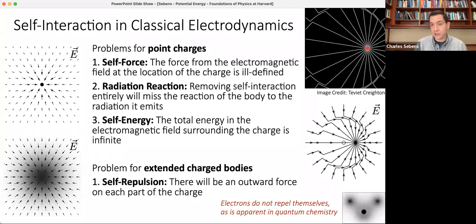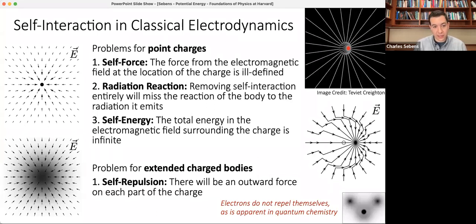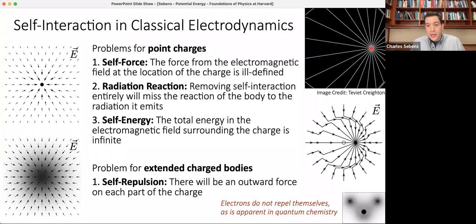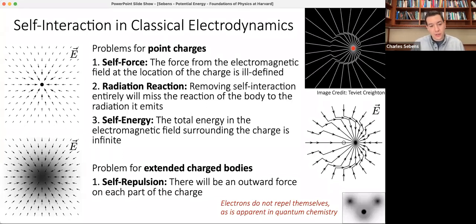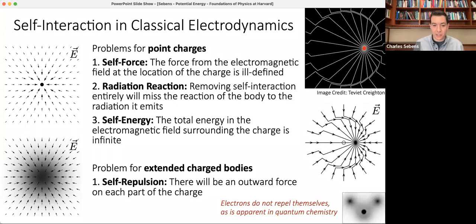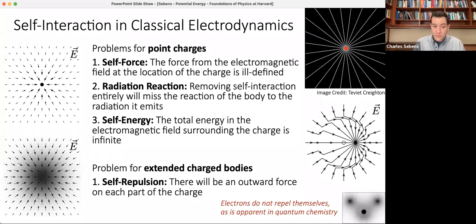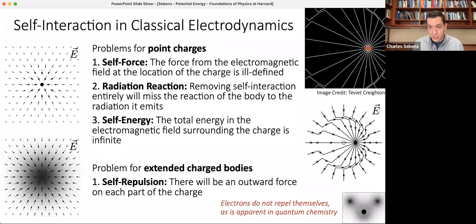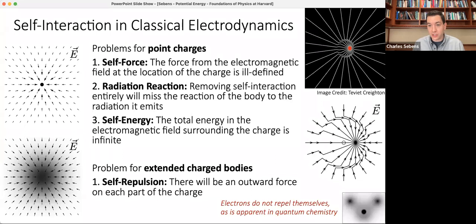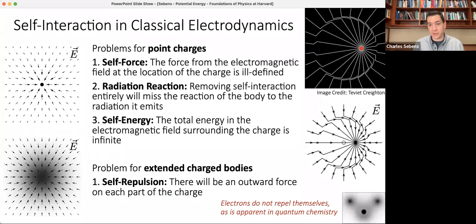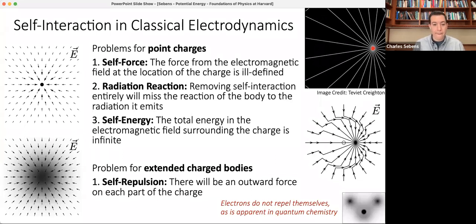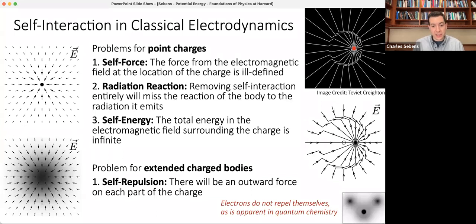The electromagnetic field never gets infinite in strength for a spread out charge, as shown with this charged cloud on the left. You do have a problem of self-interaction for extended charge bodies, which is self-repulsion. If you model the electron as this spread out charge distribution, as this cloud of charge, then you'd expect the different parts of the cloud to repel one another. And that's not something that we actually see.